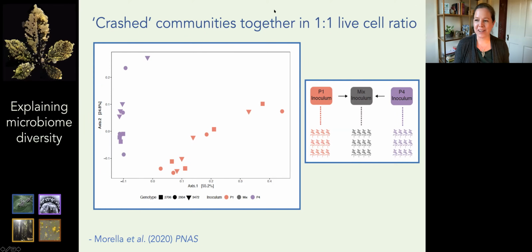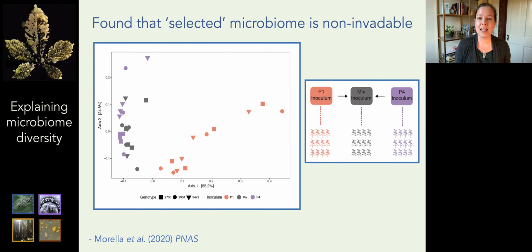So I showed you the two sets of plants that received the two inocula. What happened to the one that received the mix? Well, the neutral assumption, the neutral model, would be that it was in the middle, right? Because it received a mix of both. But what we actually found is that it was statistically indistinguishable from the selected microbiome.